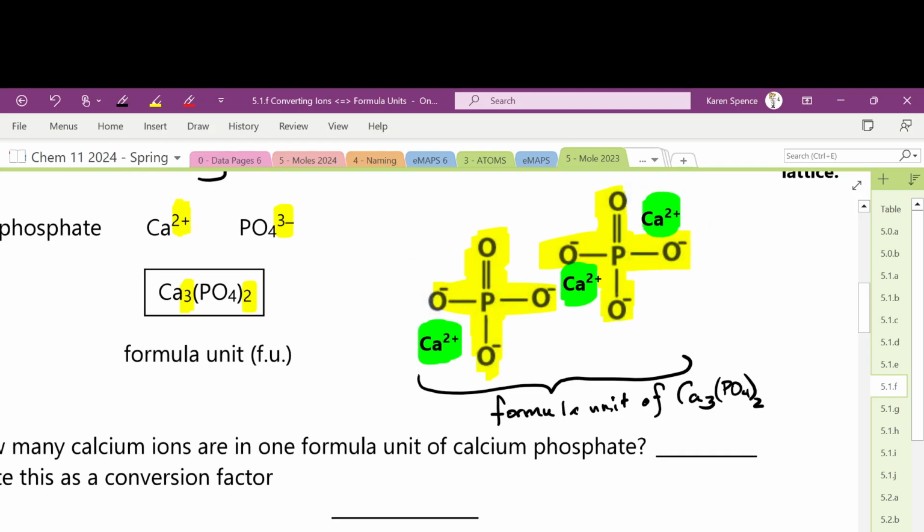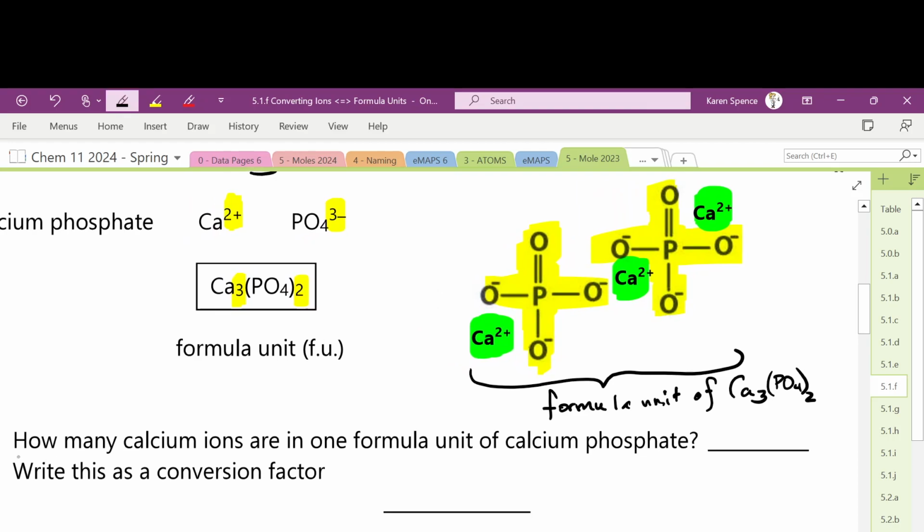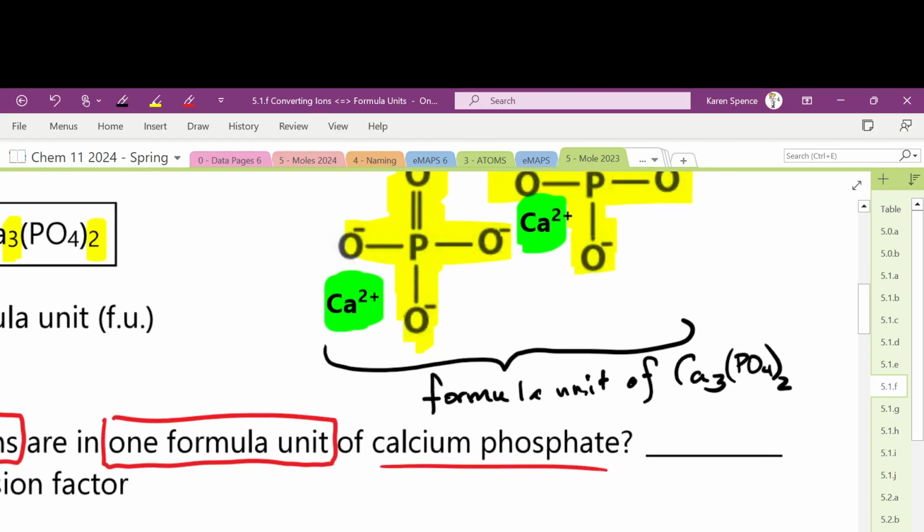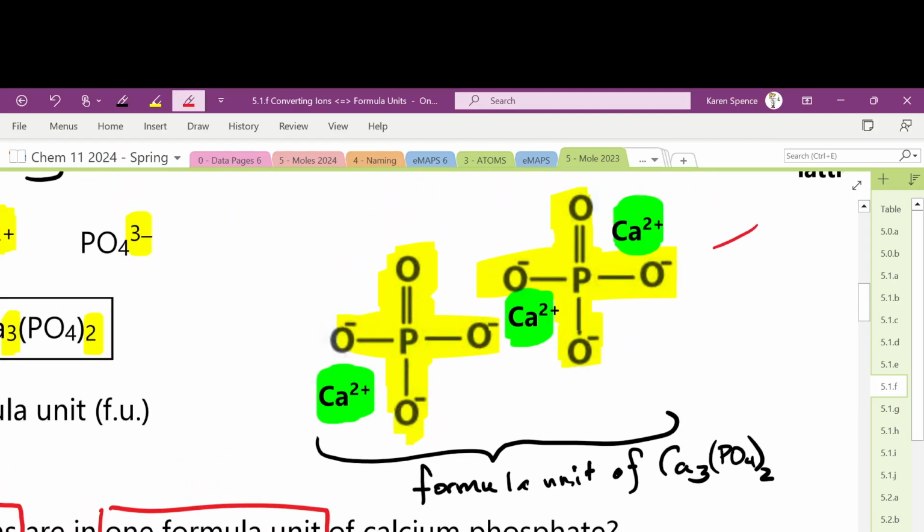Here's a relatively easy question. How many calcium ions are there in one formula unit of calcium phosphate? How many calcium ions in one of these? 3. And you don't have to draw it all out like that. You can see from the formula that the answer is 3. There's 3 Ca2+.